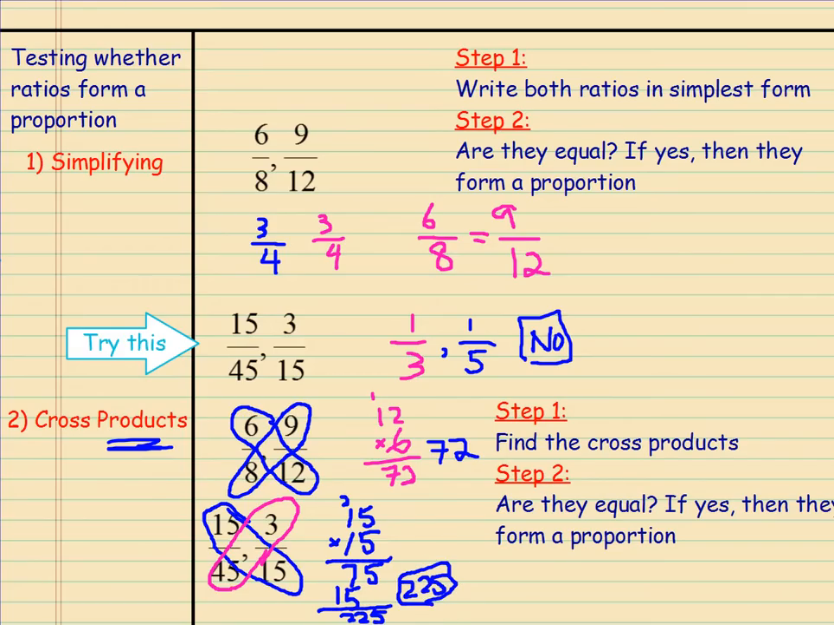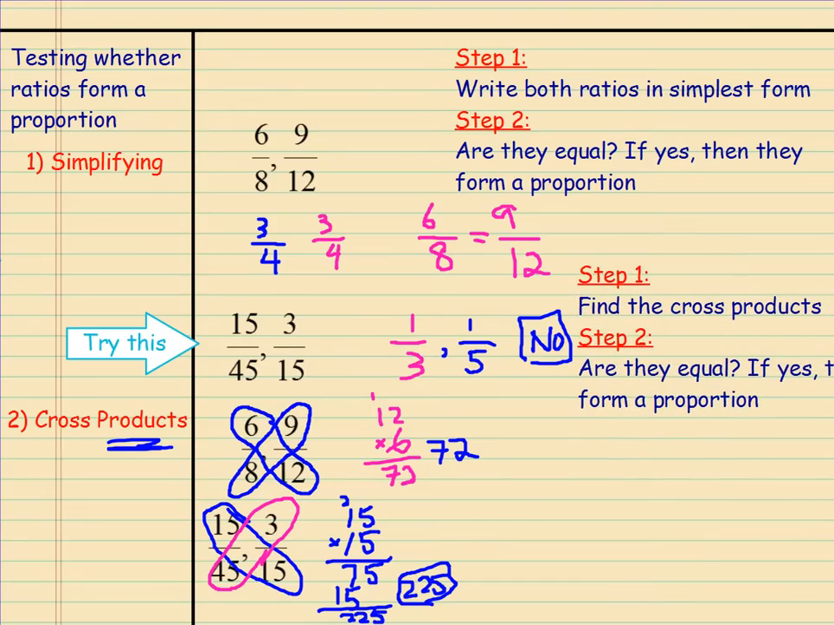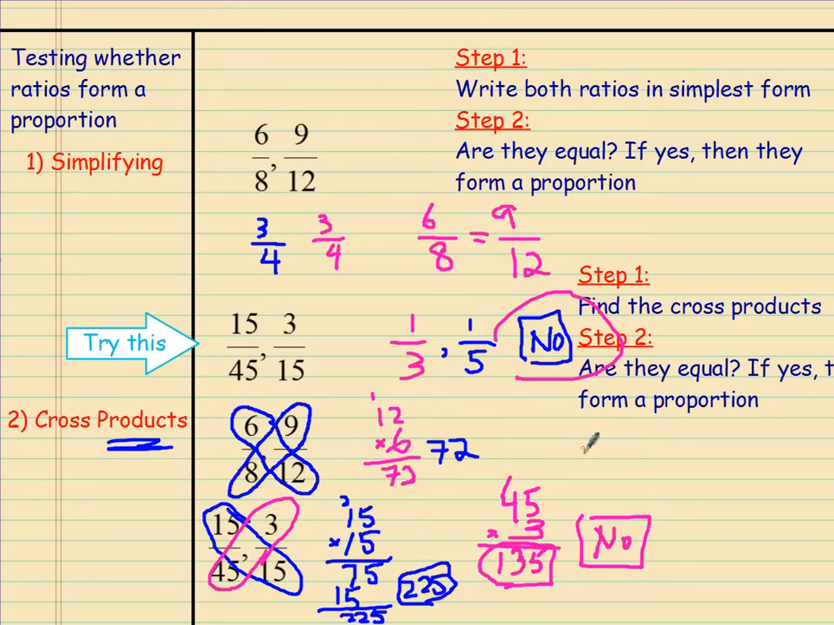Our second one is 45 times 3. Now I don't have room, I will move this up a little bit. 45 times 3. 3 times 5 is 15. 3 times 4 is 12, plus 1 is 13. Are these two equal? No, they are not. So they do not form a proportion, just like we expected because we found it up here. Now there's 2 ways that we are teaching you. Simplify and cross products, please know both ways.